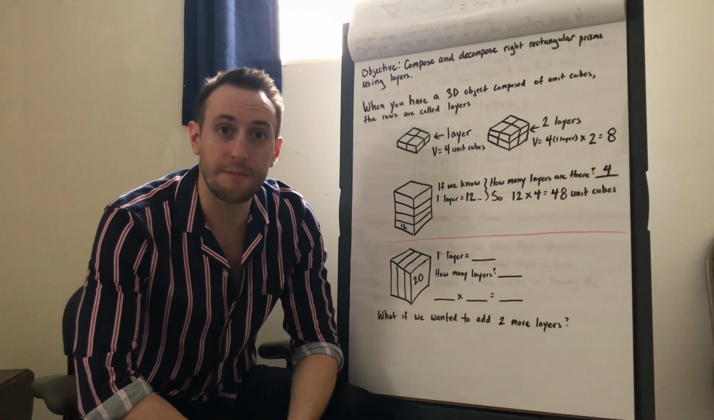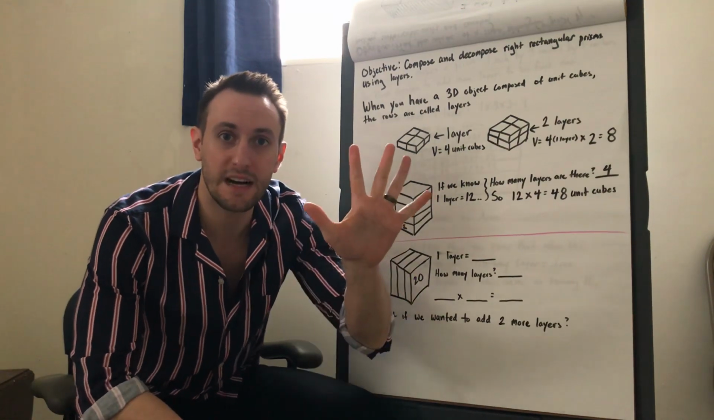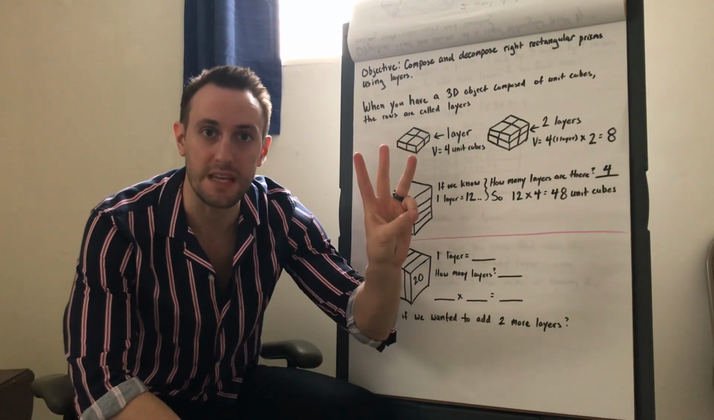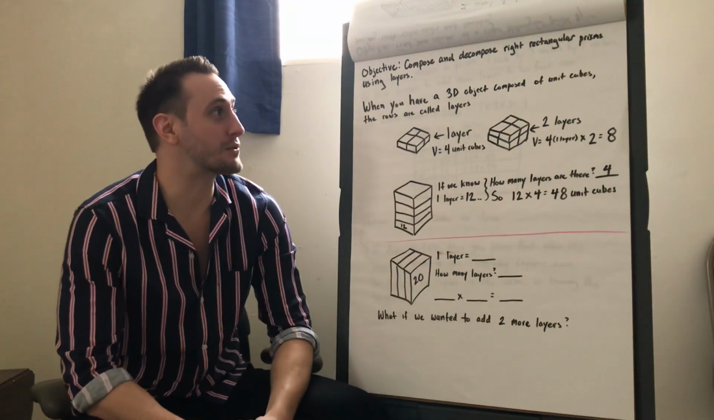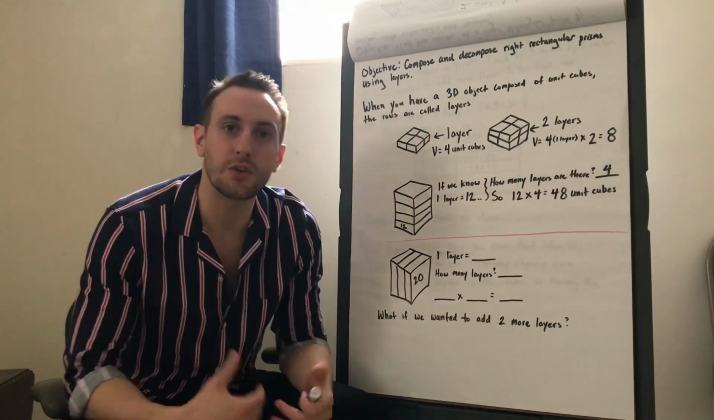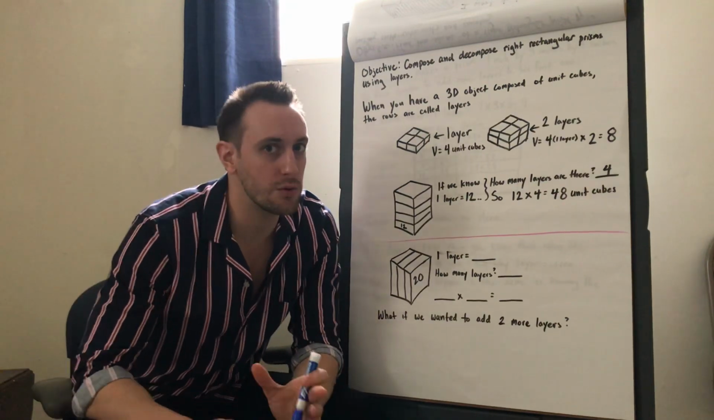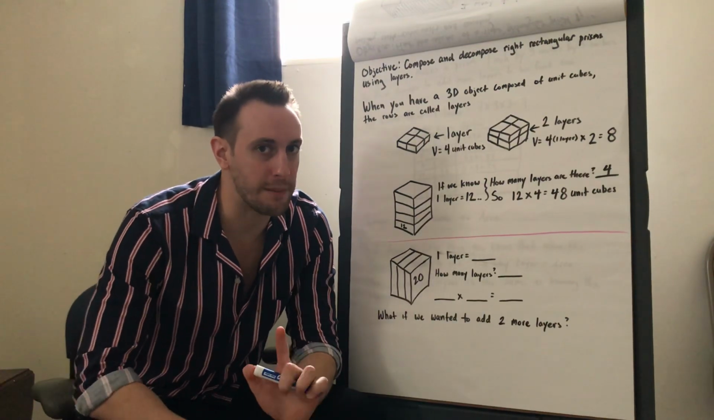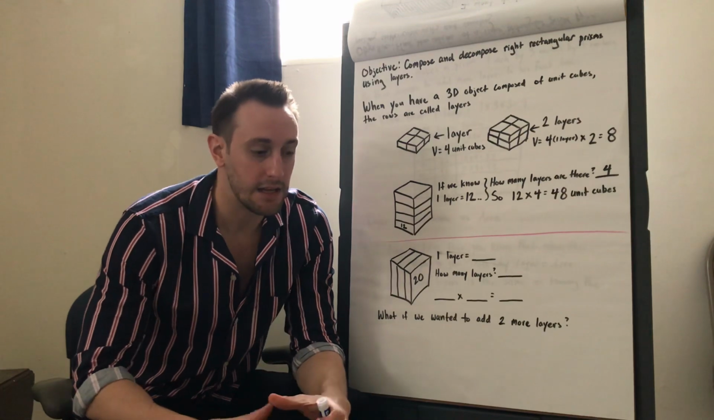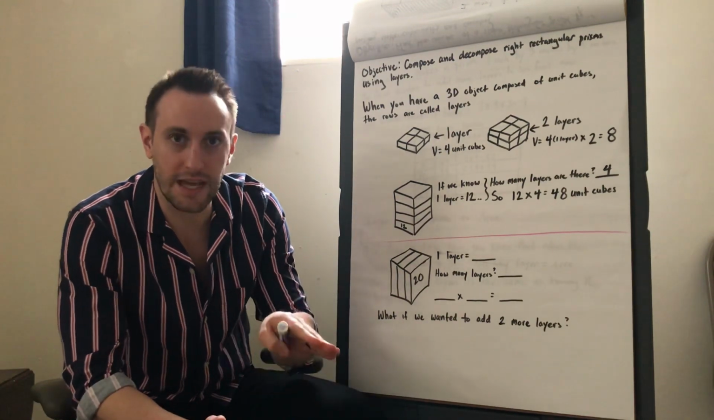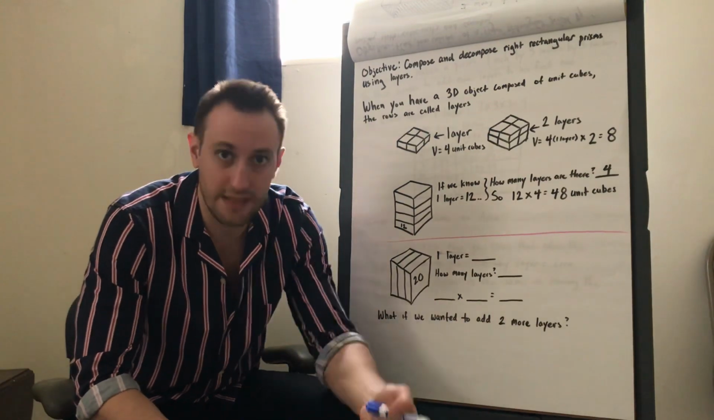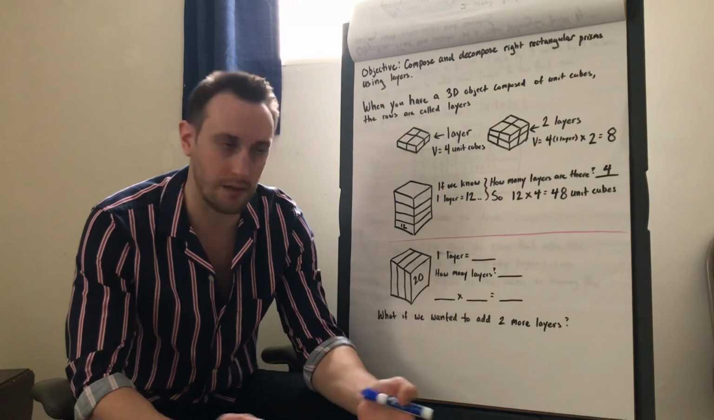It's time for Module 5, Lesson 3. So today we're going to be learning how to compose and decompose right rectangular prisms using layers. Now if you go back to Lesson 1, if you remember, I briefly mentioned that we can find volume by composing or building layers. So today we're really going to dive into that and see what that means exactly.